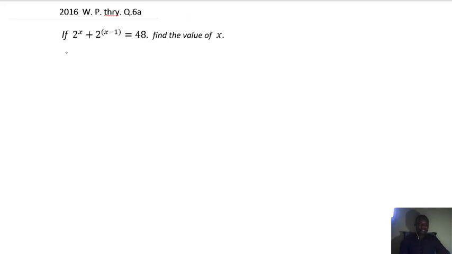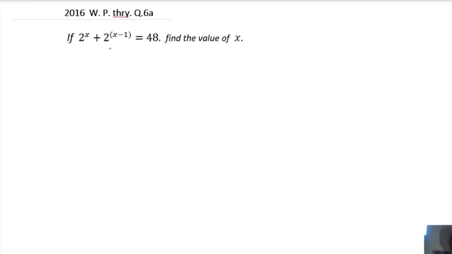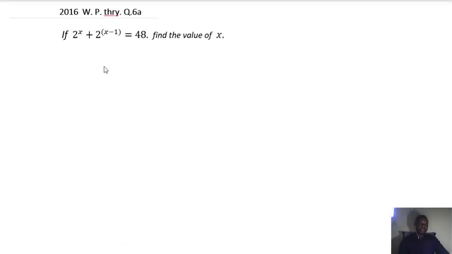Welcome, students. Today we are still on indices. We are going to do 2016 WASSCE private theory question number 6a. The question is: if 2 exponent x plus 2 exponent (x minus 1) equals 48, find the value of x. So here we are going to solve to find the value of x.